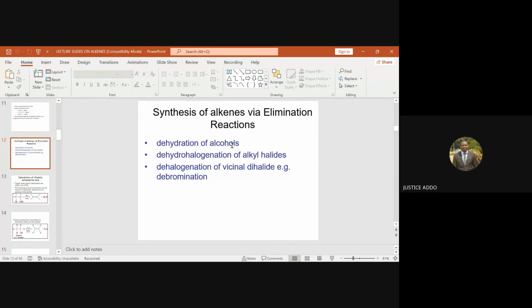Now, the word dehydration: De means to remove. What are you removing? You are removing water. So dehydration simply means removal of what? Water. So if you have an alcohol and you remove water from it, you form an alkene.